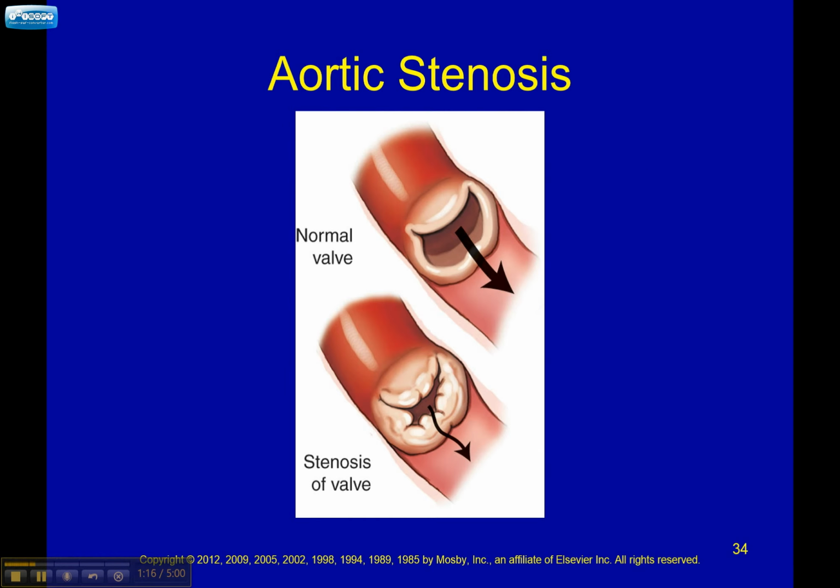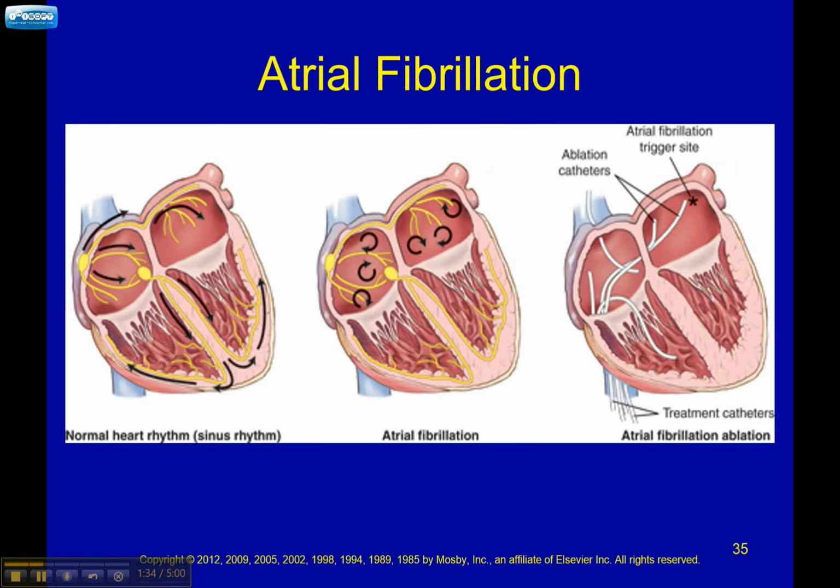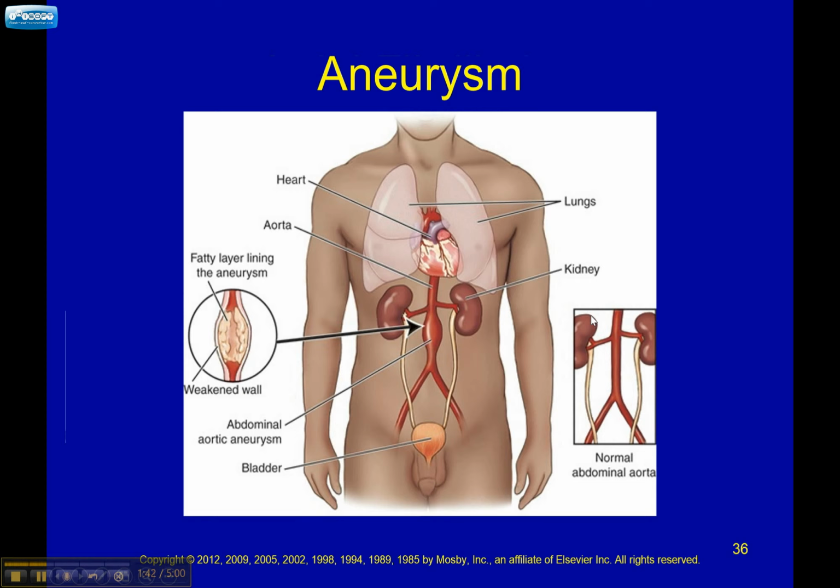Aortic stenosis. Stenosis means just narrowing of a vessel, and you can see right here that the valve is normally open this big, but when it gets stenosed or hard, it doesn't open nearly as much. So you can imagine what happens to that blood flow. The blood flow is slowed, and it's going to lead to complications. Atrial fibrillation. This slide just shows you the difference in what the heart rhythm really looks like. We're not going to get into that.